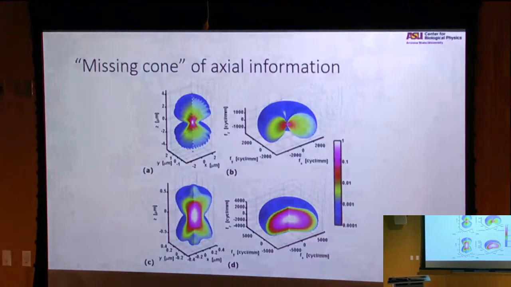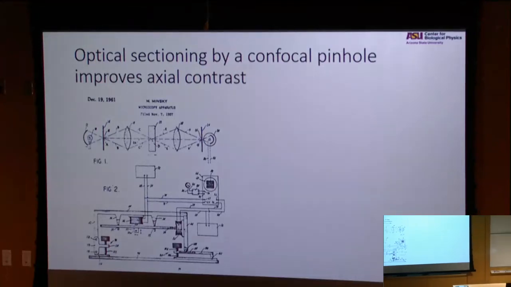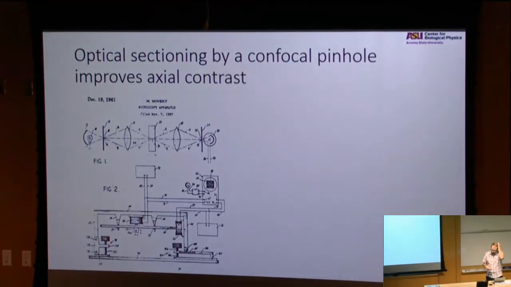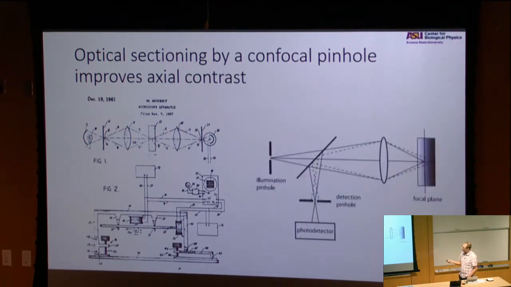Okay, so the second thing I want to talk about really quickly is that SIM is nice for getting super resolution, but it doesn't get us to 3D imaging that quickly. And so what I want to talk about briefly is light sheet microscopy. This is the original patent for the confocal microscope. For those of you that aren't familiar, the difference in a confocal microscope is that instead of having a camera, you put a pinhole in here. This blocks out-of-focus light.